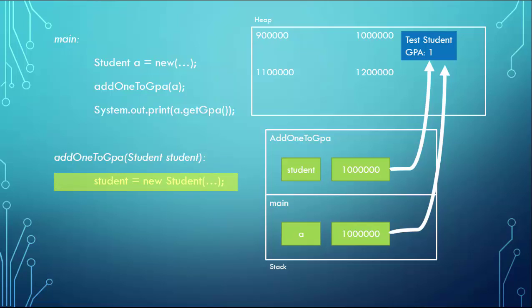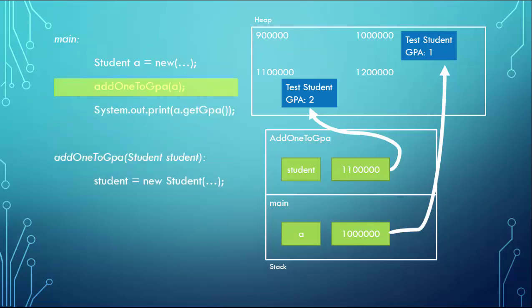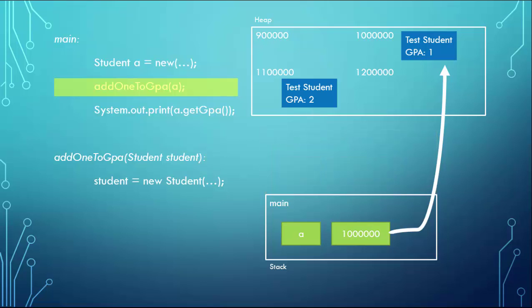So what that does, whenever we see a new, we're creating a new object. We're creating a new object up in the heap, a test student with GPA of 2, and we're setting student equal to that. So student is now pointing to spot 1.1 million, not 1 million anymore. So the thing at spot 1 million hasn't changed at all. There's a new thing with new information at spot 1.1 million. So when we go back to our main method, we remove add1 to GPA from the stack, and A is still pointing to our original test student with a GPA of 1. So when we call a.getGPA, we get a GPA of 1 and print it on the screen.